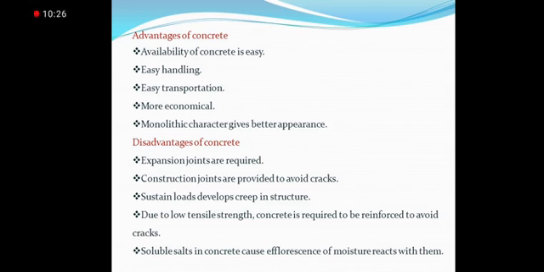What are the disadvantages? In concrete, we have to use construction joints, that is called expansion and construction joints, according to the exposure condition of temperature, very hot temperature and cold temperature. For that, we have to use construction joints. Sustained loads develop creep in the structure. As time goes on, the creep failure will start in the structure.